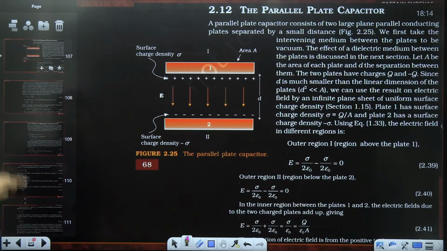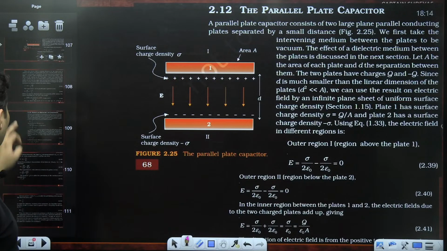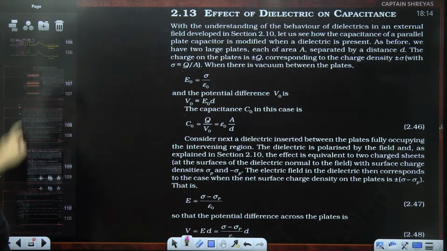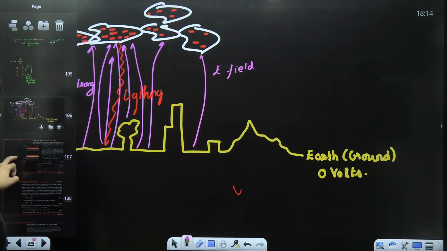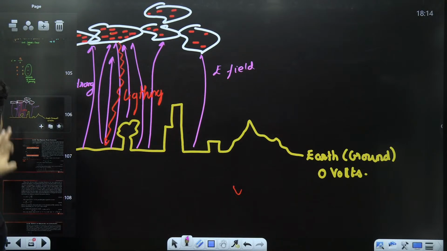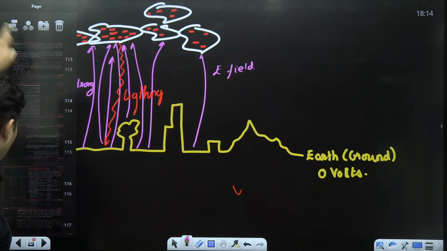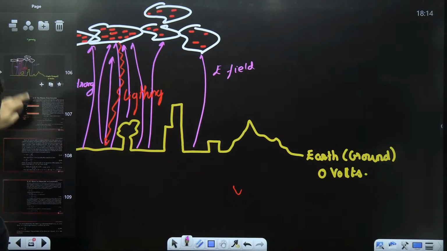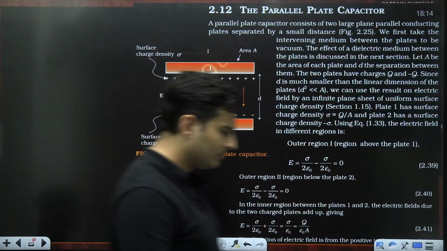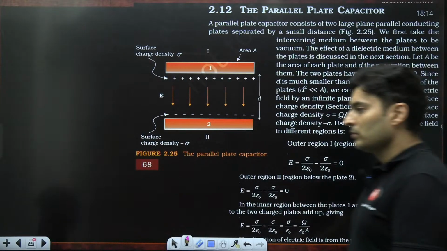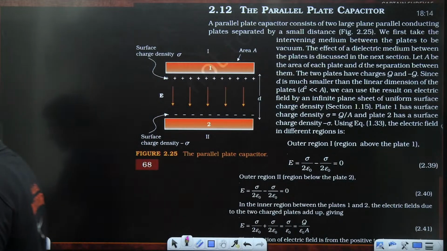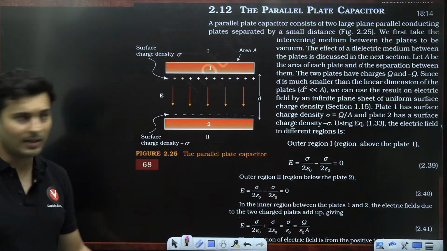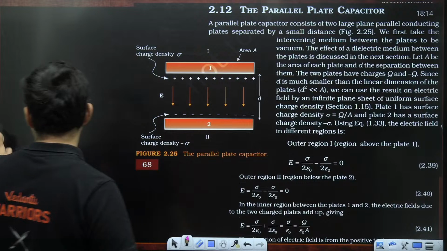Now let's talk about the parallel plate capacitor and the effect of dielectric, and of course other things as well. Or else we can probably do this in part number 3 maybe. Not sure, quite a few pages are there. Okay, let's finish it off today. Parallel plate capacitor. Just hold on. Let us take a small break, guys, of 5 minutes, and let's come back.